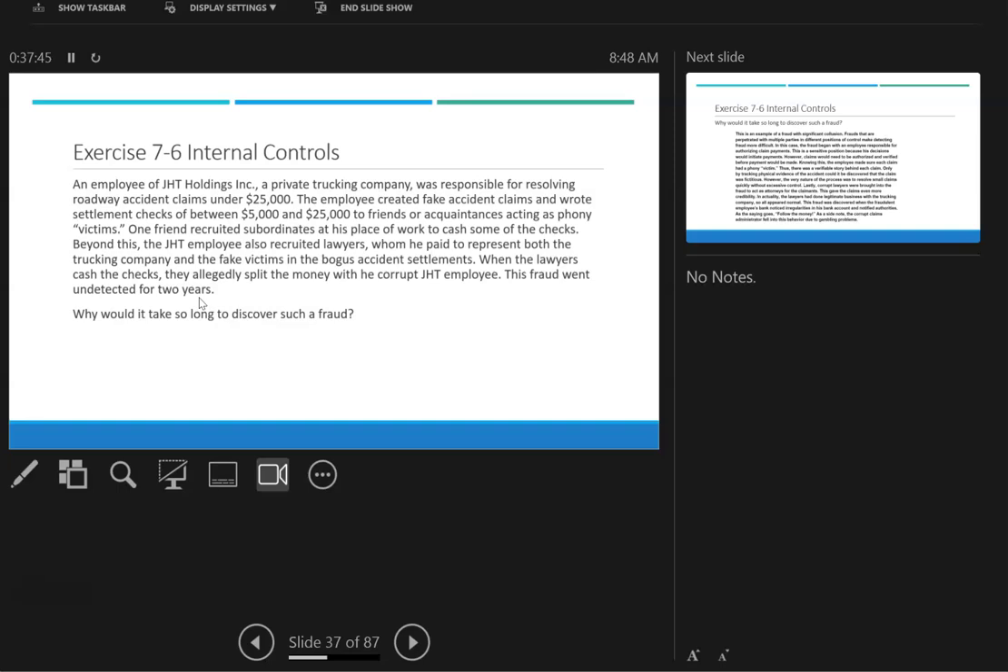Beyond this, the JHT employee also recruited lawyers whom he paid to represent both the trucking company and the fake victims in the bogus accident settlements. When the lawyers cashed the checks, they had allegedly split the money with the corrupt JHT employee. This fraud went undetected for 2 years. Why would it take so long to discover such a fraud?